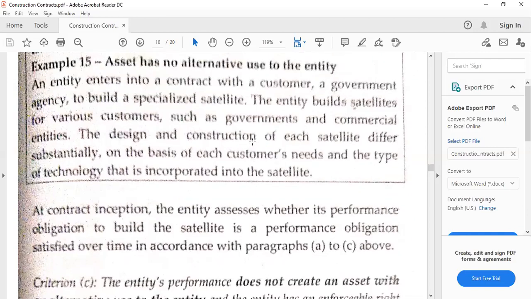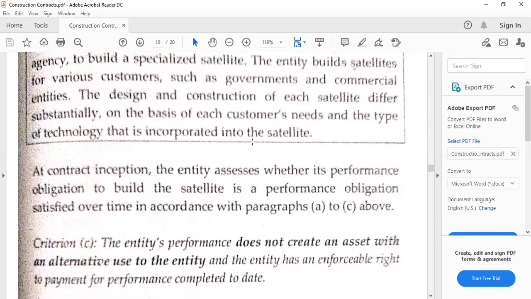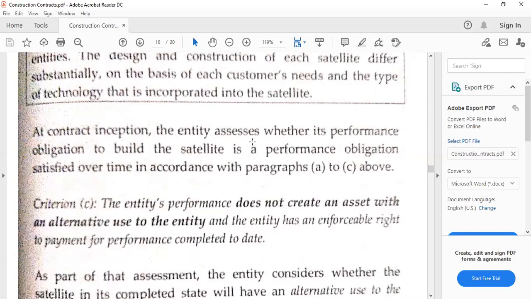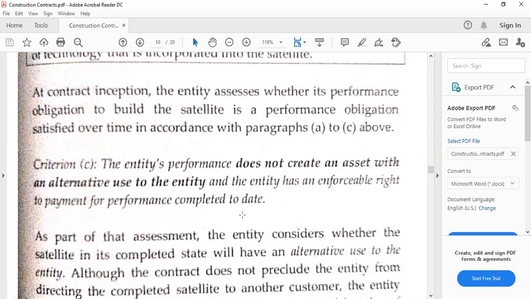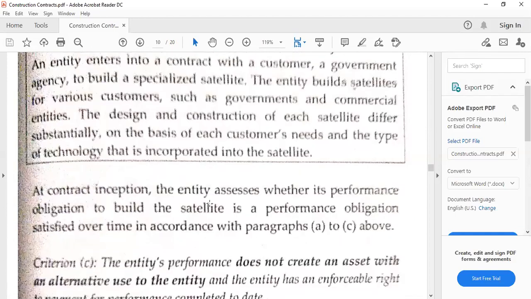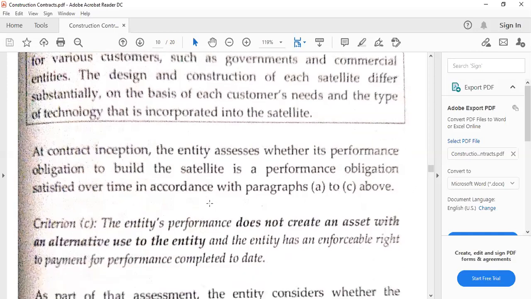So this is the construction company performing the services. It would not create an asset with an alternative use to the entity, meaning the entity can make use of it. This entity is again the construction company or the contractor. And then, the entity, meaning the construction company, has an enforceable right to payment for a certain performance completed to date.